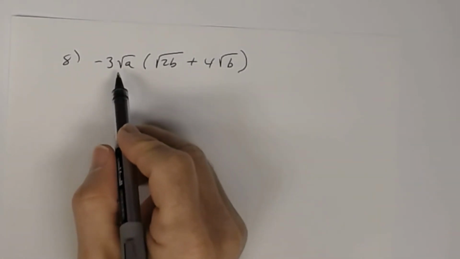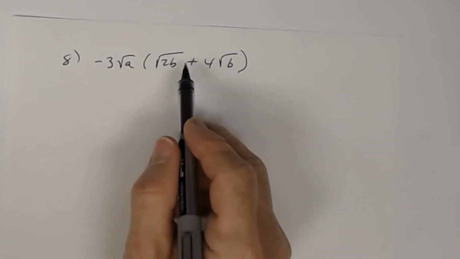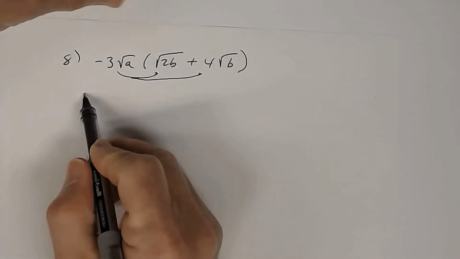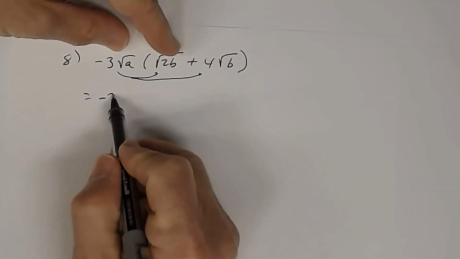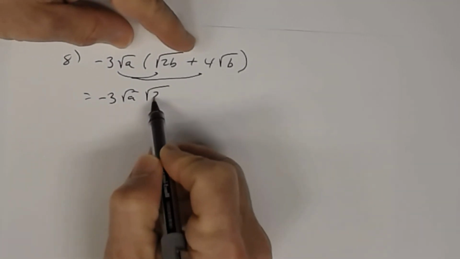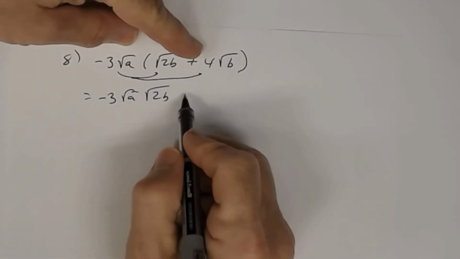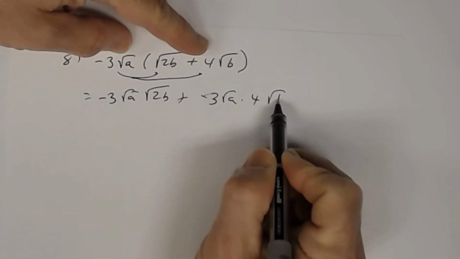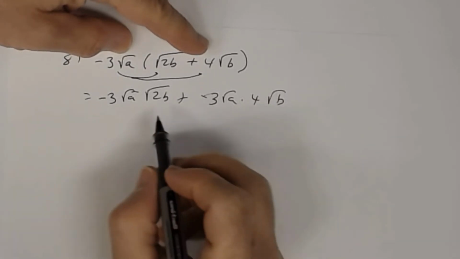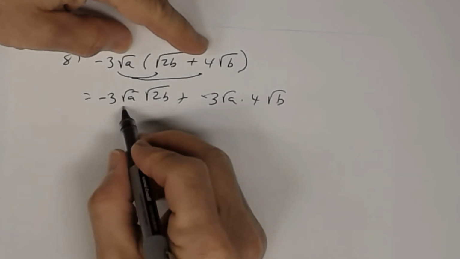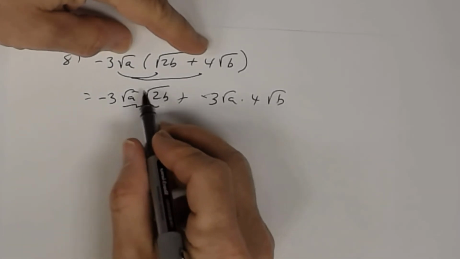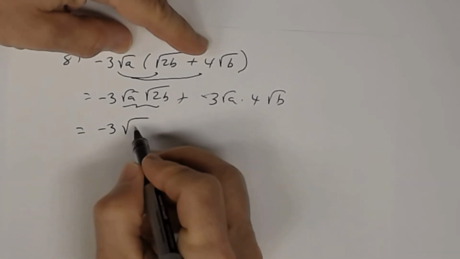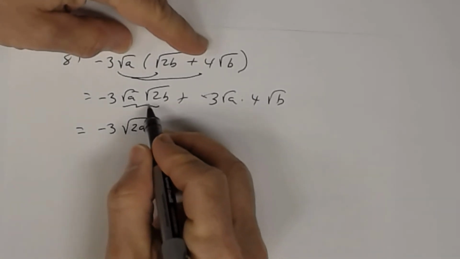So again, now here you have one factor times a binomial. So let's go ahead and use the distributive property. So write it out first. That's going to be negative 3 square root of a times the square root of 2b, just like that. And then plus negative 3 square root of a times 4 square root of b. Okay? And so now remember, since the indices are the same, I can multiply the radicands together. So it becomes negative 3 square root of 2ab. That's what this is.